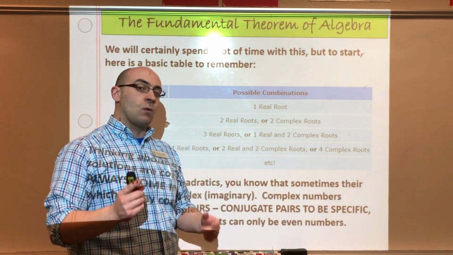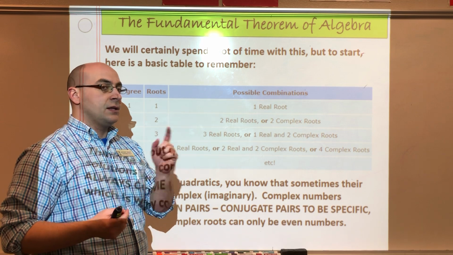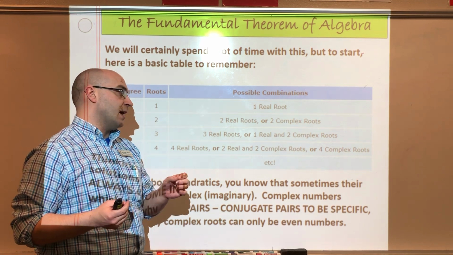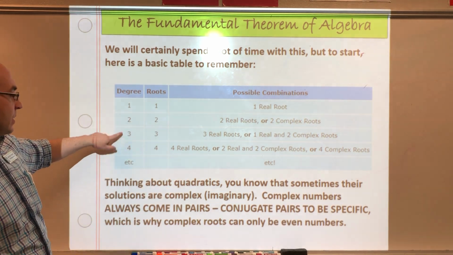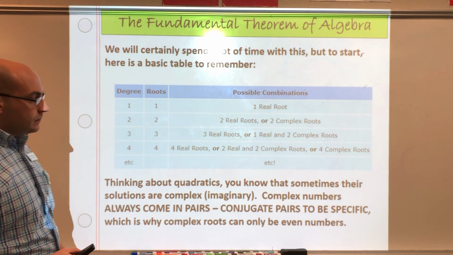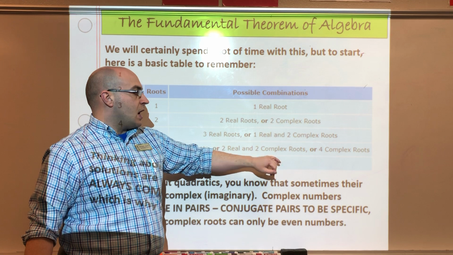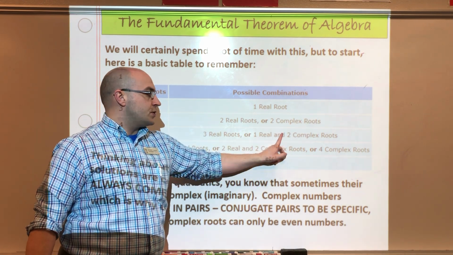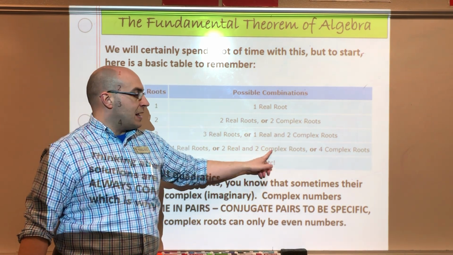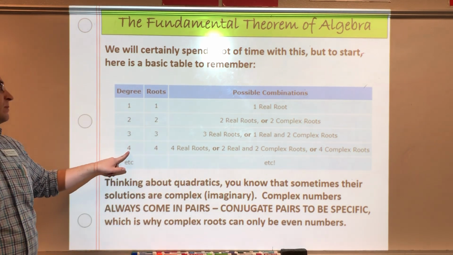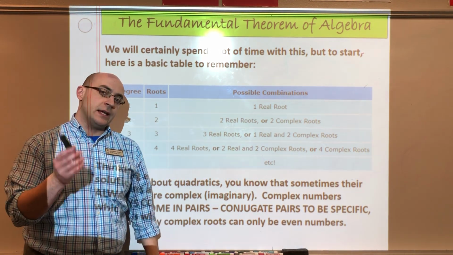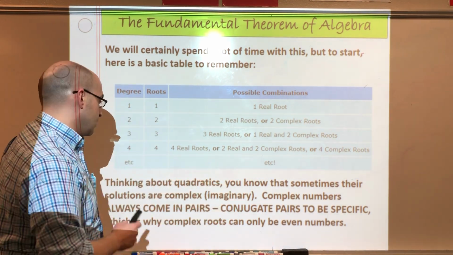Now, there's a reason for why complex roots or imaginary roots can't be 1, 3, or 5. Okay, so we'll talk about that in a second. Then we go to 3, and then we go to 4. Now, as you can see with the table here, we talk about 2 complex roots or 2 imaginary roots, or 4 imaginary roots when we get to a 4 here. Now, here is the reason for that, and then I'll cut this short.